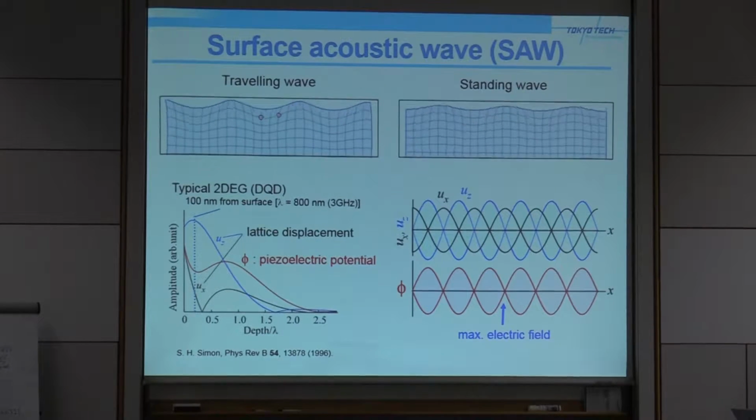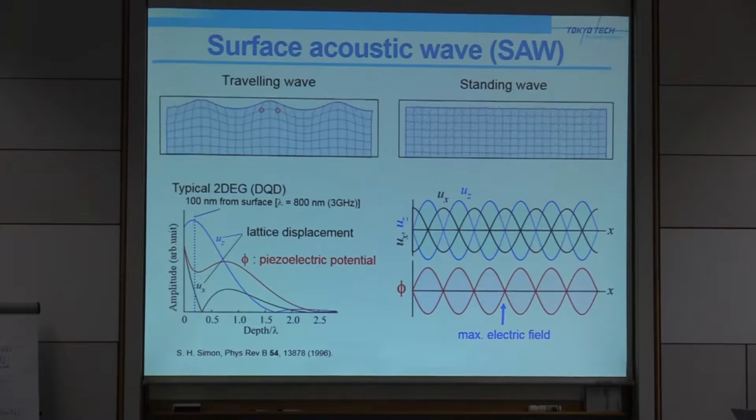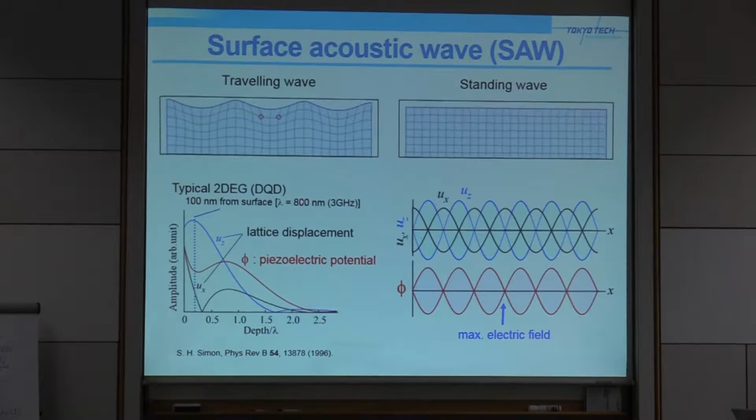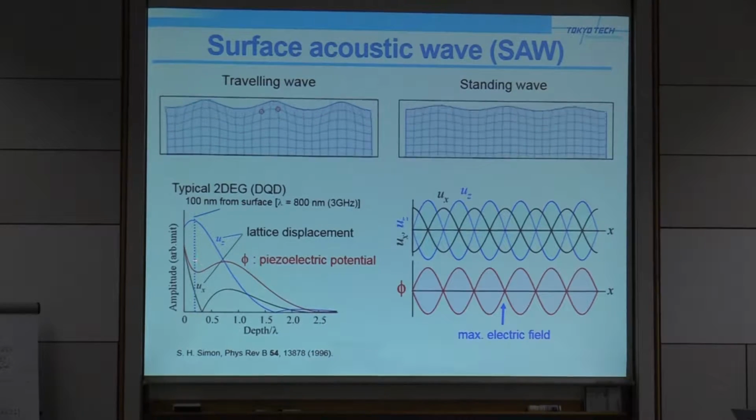As you have already heard many times about the surface acoustic wave, this is the elastic wave confined near the surface, and its lateral displacement and piezoelectric potential are concentrated within a wavelength lambda from the surface. So if you assume a 3 gigahertz frequency, the corresponding wavelength is 800 nanometer. In this case, the typical two-dimensional electron gas, 100 nanometer from the surface, is located somewhere here. Therefore, the two-dimensional electron system has a relatively strong coupling to the piezoelectric potential. That's a very nice coupling.